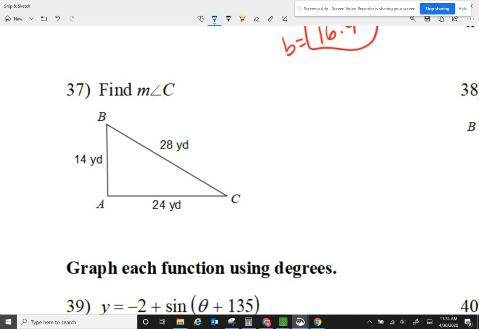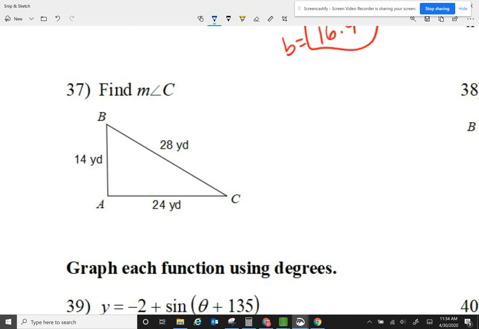Now, I don't have 2 of the same letter. That means I must use law of cosines. Now in this case, I don't have an angle. However, I'm solving for angle C. So I'm going to use the law of cosines, the last formula, the one that has angle C. I will have to figure what that angle is.